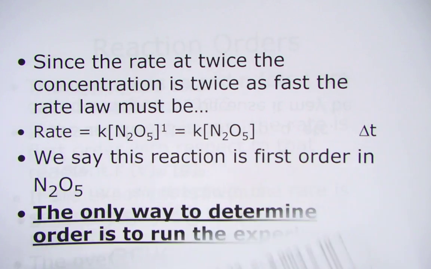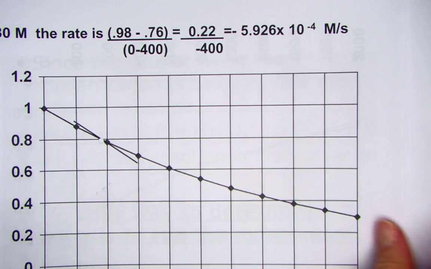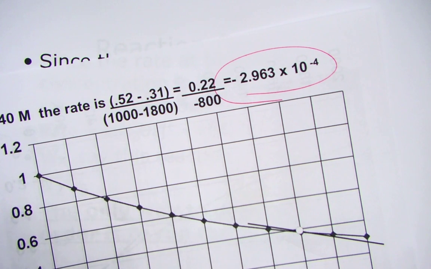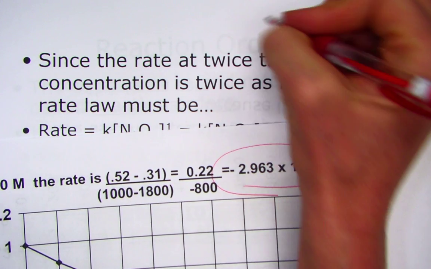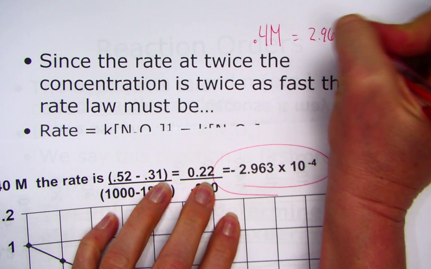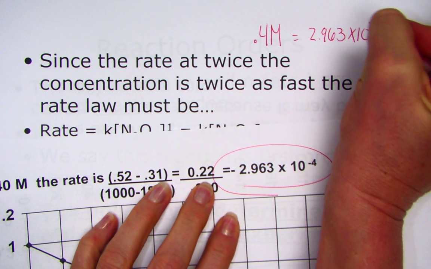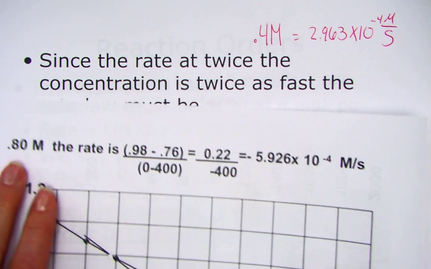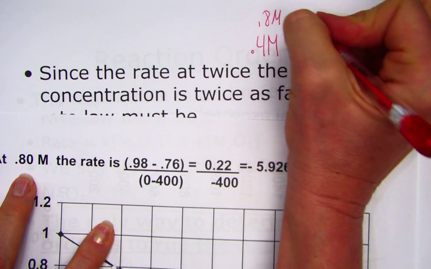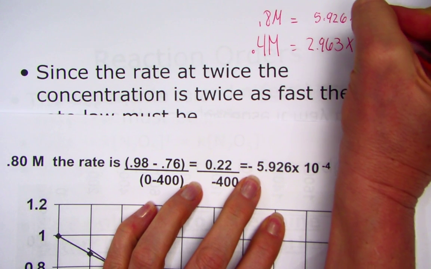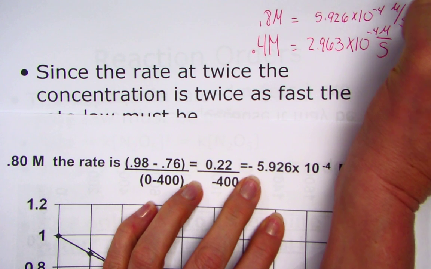And so this is just done graphically for us, and I didn't put it into the notes. Alrighty. But these are the values that are interesting to us. The rate at 0.4 molar is 2.963 times 10 to the negative fourth molarity per second. The rate at 0.8 molar is 5.926 times 10 to the negative fourth molarity per second.